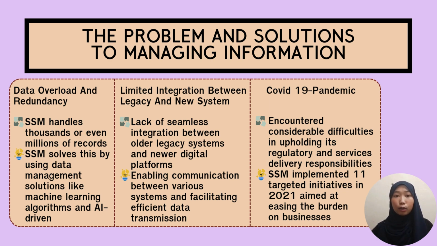First, SSM deals with data overload and redundancy. Every day, they process a huge amount of information from companies across Malaysia. This causes repeated and outdated records and inconsistent formats, making it hard to find reliable data. On top of that, manual work increases errors. To fix this, SSM has adopted advanced tools like AI and machine learning to clean and organize data. They also use a standardized system and centralized digital platform to keep everything updated in real time.